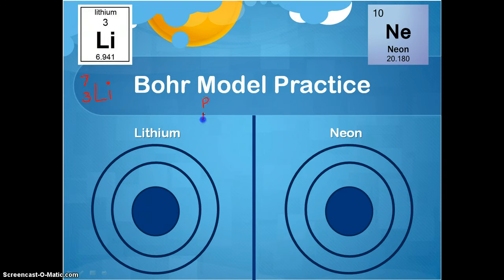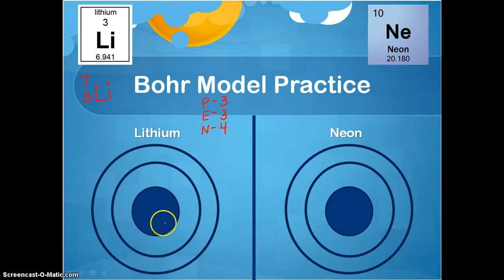P-E-N, PEN. Protons, electrons, neutrons. Lithium has an atomic number of 3, so it has 3 protons. Since my protons and electrons are going to be equal, lithium has 3 electrons, and then I subtract 7 minus 3 and get my 4 neutrons. So I have my PEN, now I need to put it into my Bohr model.